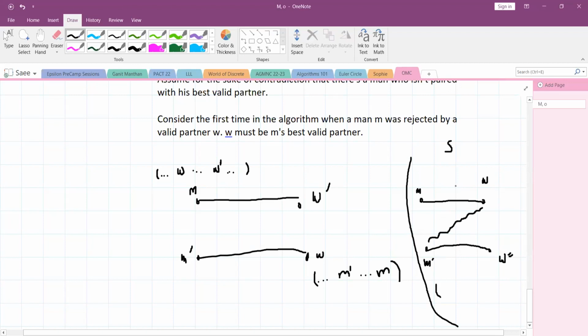Then this will be an instability, right? Because W also likes M prime more than her current partner, and M prime also likes W more than his current partner, right? Does that make sense? Should I repeat? So if M prime liked W more than W double prime, it would mean that M prime comma W was an instability because both M prime and W want to be with each other more than their current partners.